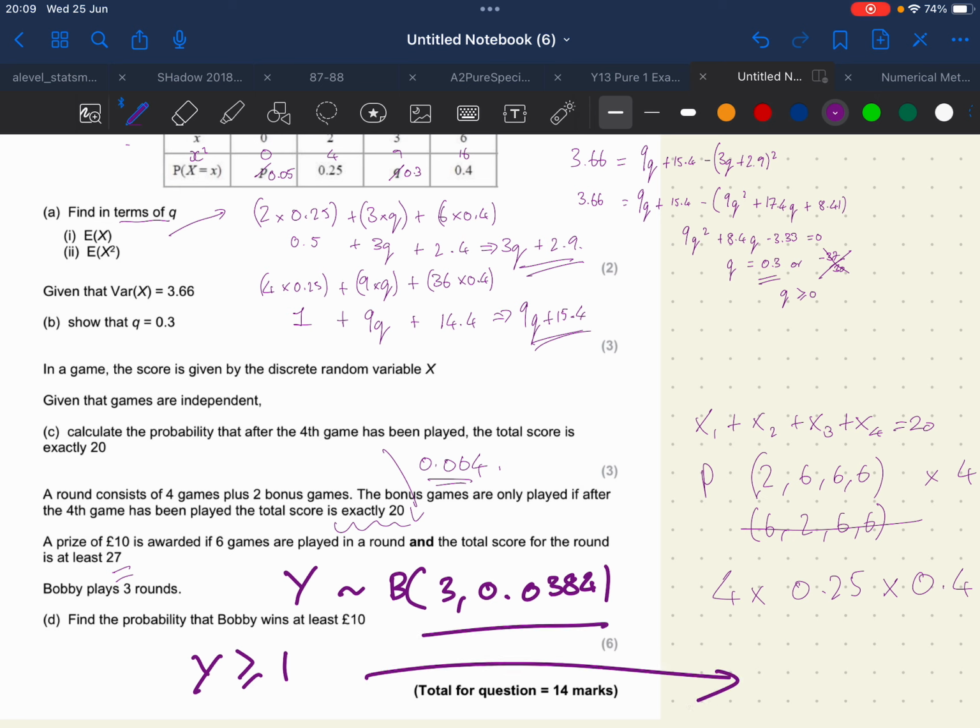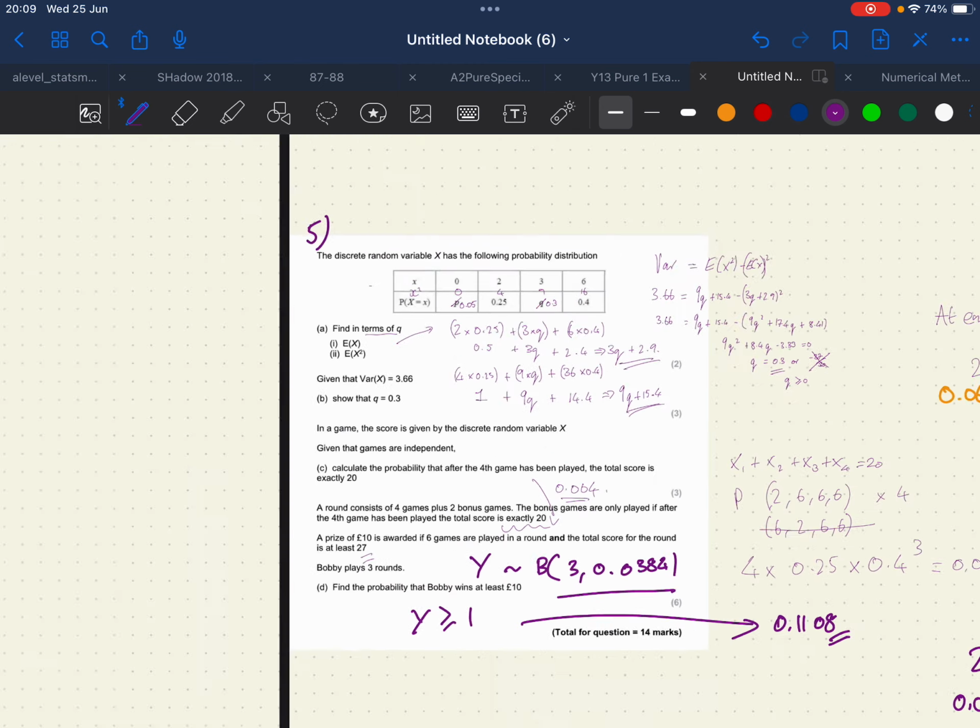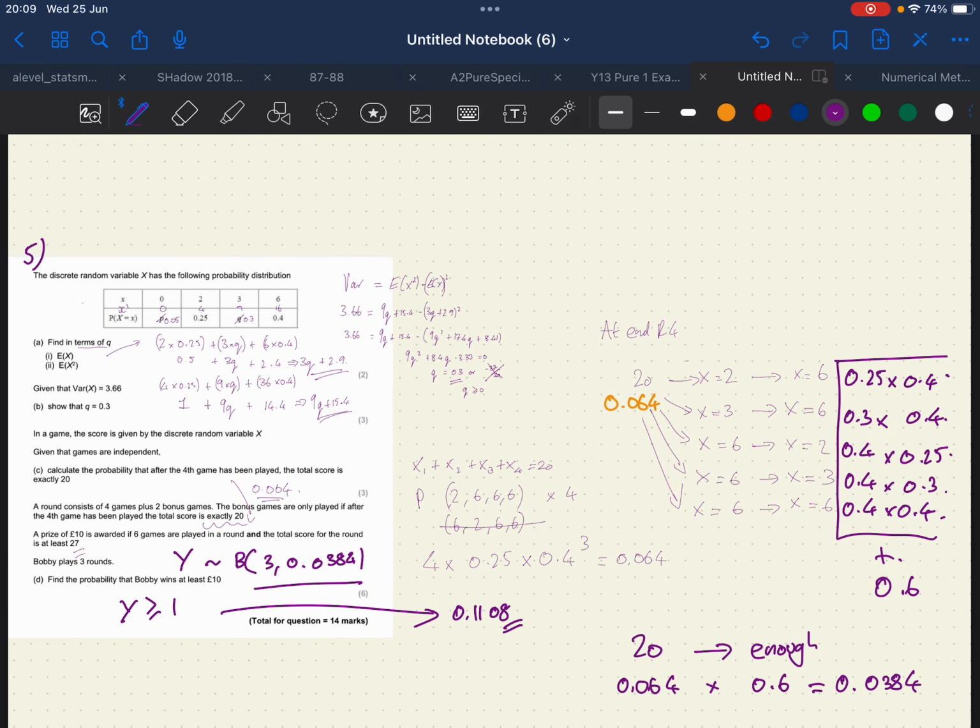Okay? And so when you do this, you will get 0.1108. All right, so tree diagrams, mapping out the ways that things happen, really the way to go forward with these kind of questions.